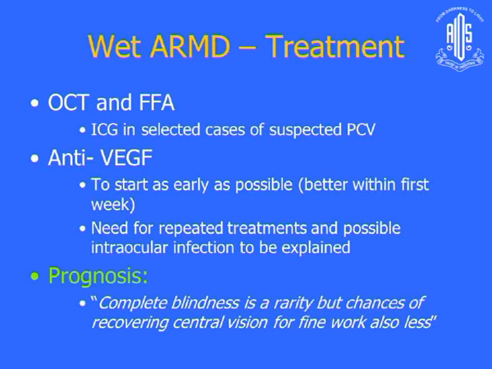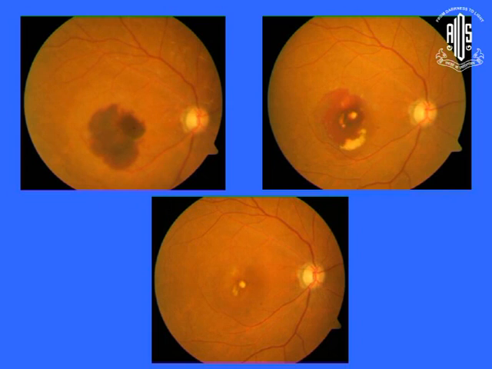So what we usually do is OCT, and FFA and ICG in selected cases, and anti-VEGF is the standard therapy these days, that is Avastin or Lucentis. Prognosis is more important. Complete blindness is a rarity, but the chances of recovering central vision for fine work are also less. So this is how the CNVMs respond. You can see the submacular hemorrhage clearing after VEGF therapies.